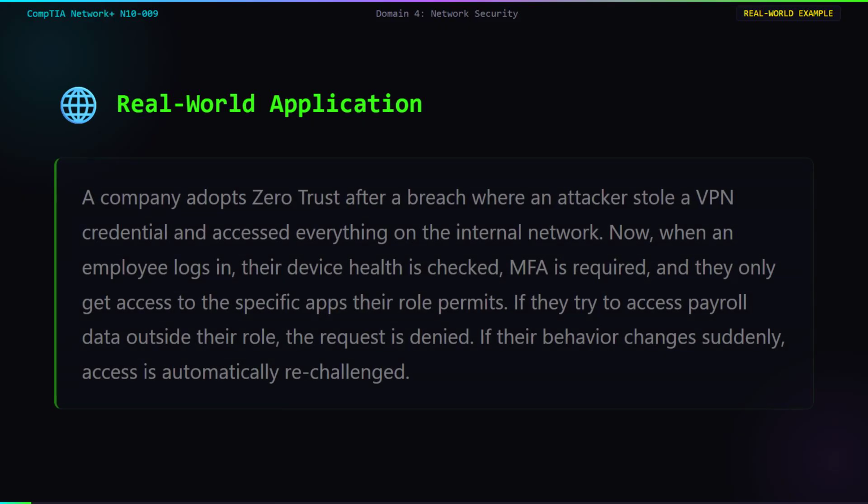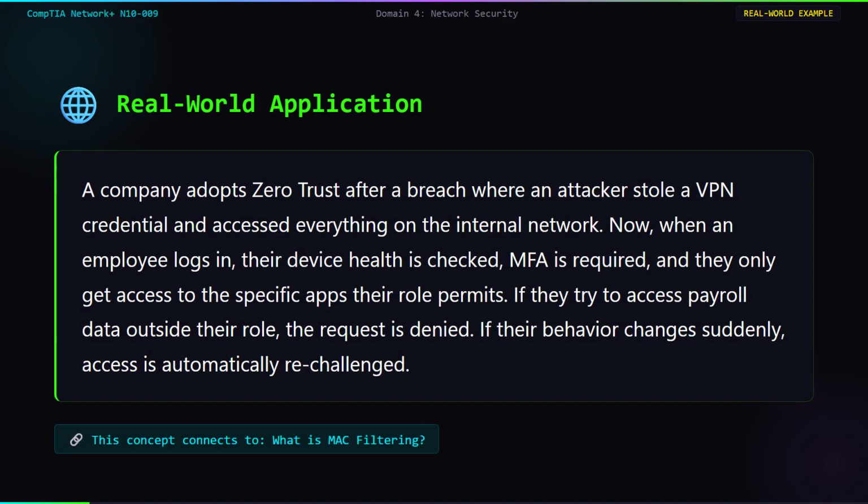Here's a real-world example. A company adopts zero trust after a breach where an attacker stole a VPN credential and accessed everything on the internal network. Now, when an employee logs in, their device health is checked, MFA is required, and they only get access to the specific apps their role permits. If they try to access payroll data outside their role, the request is denied. If their behavior changes suddenly, access is automatically re-challenged.